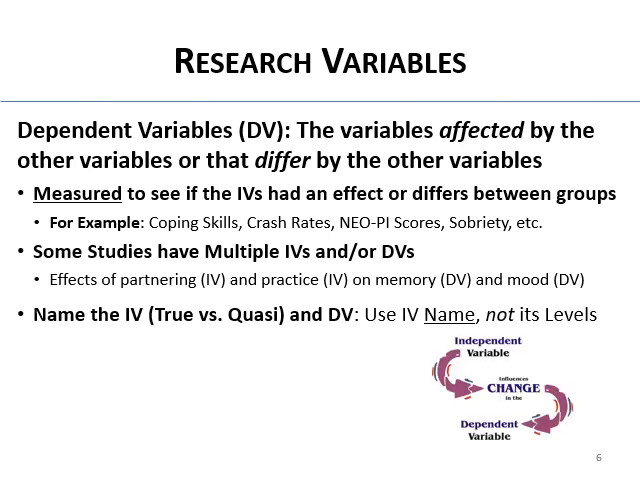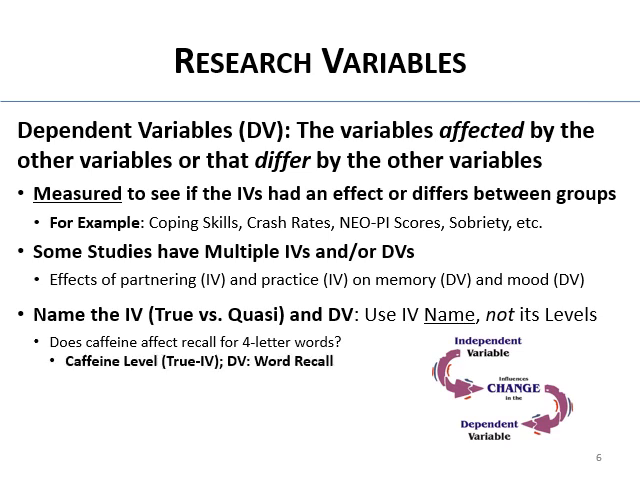All right. Does caffeine affect recall for 4-letter words? So what is the IV and what is the DV? I would say that the independent variable is caffeine level. We don't know what it is, but it probably could be a true independent variable to assign people to drink different milligrams of caffeine in different groups. Your DV is recall, specifically for 4-letter words. That's how it was operationally defined.